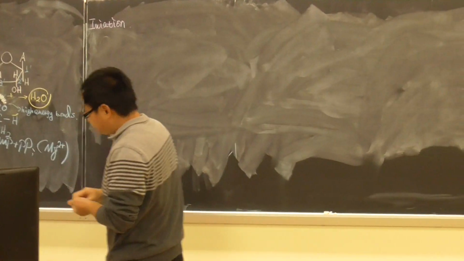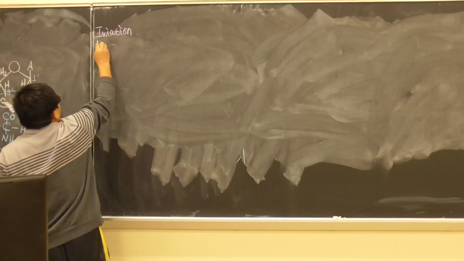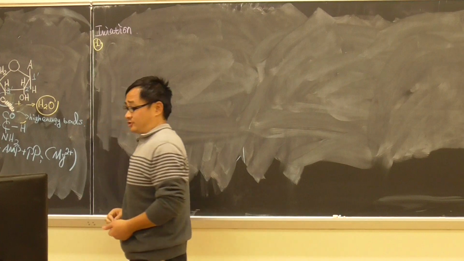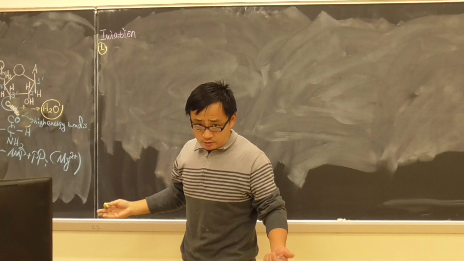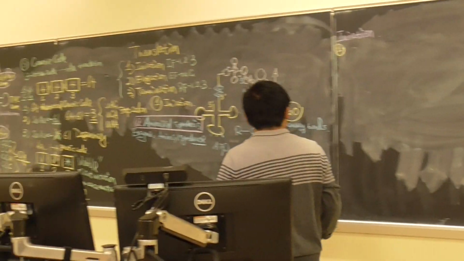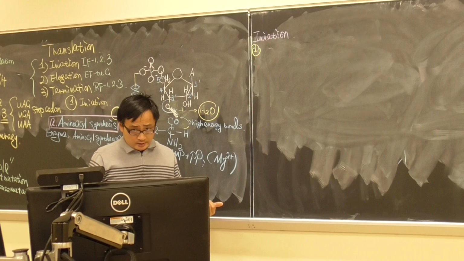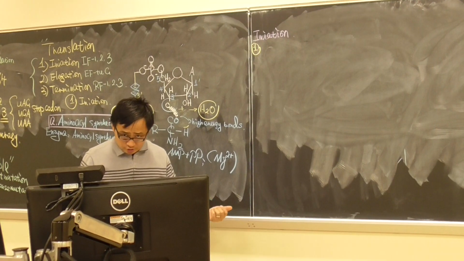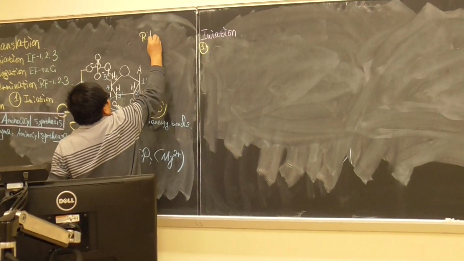Okay. First question. Where does translation happen? Very simply, the place where protein synthesis happens is the ribosome. Always remember, it is the ribosome.